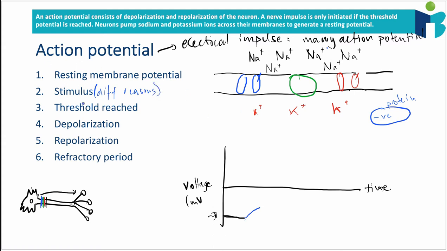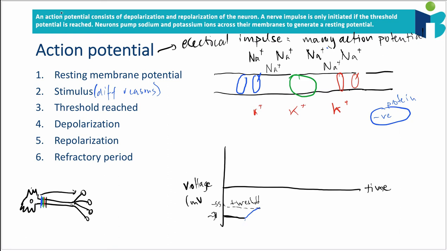And we're going to go into what exactly those stimuli can be later, but for now, just understand that something is going to cause the membrane voltage to go up. And if this membrane voltage reaches a specific threshold, a certain level, typically around negative 55 millivolts, then we're going to start the action potential. So action potentials only happen if the stimulus is strong enough that the threshold is reached.